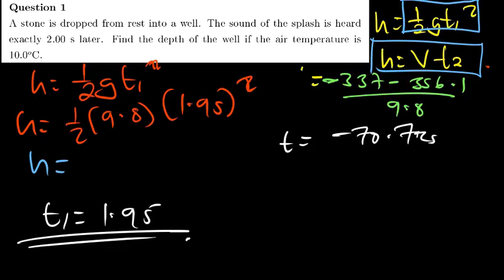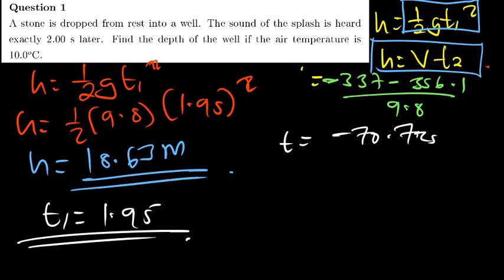1.95, I square it. So I'm getting my answer to be 18.6. Let me redo it. I'm saying we have 1.95, I square it, times 9.8 times 1 over 2, which is 0.5. So I'm getting 18.63 meters. So this is the height of the building.